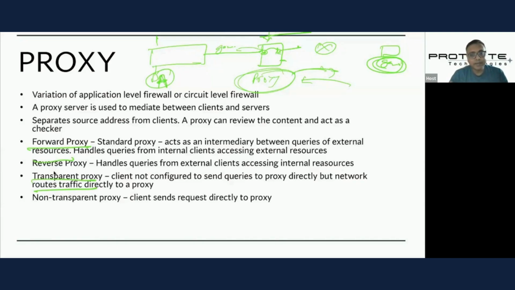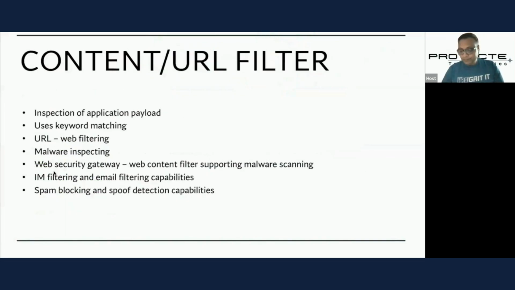Okay, it's transparent. So the client thinks he's making a direct request to google.com, whereas there is someone sitting in between who is disassociating his request, putting his own packet and then sending the request. That's called a transparent proxy. You don't come to know. A non-transparent proxy is where, once you make a request, you are aware that there is a proxy sitting in between which will change the packet and send the request outside.